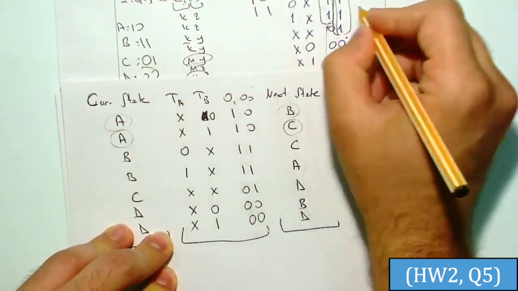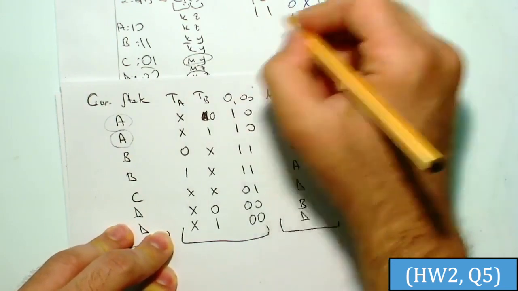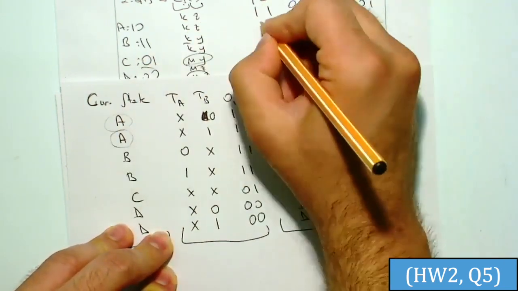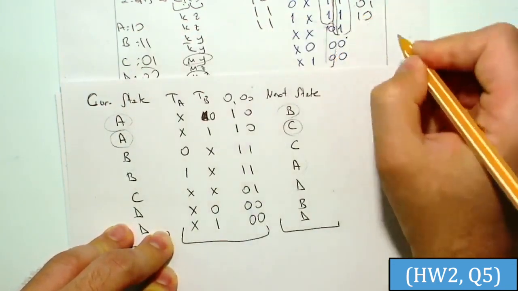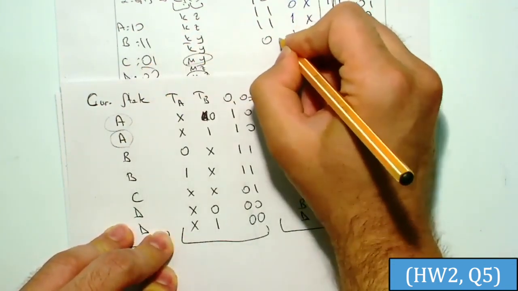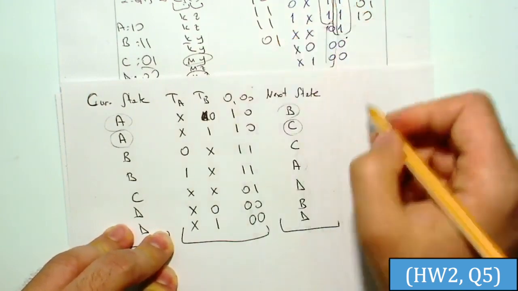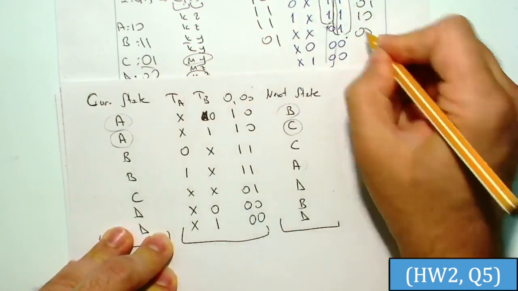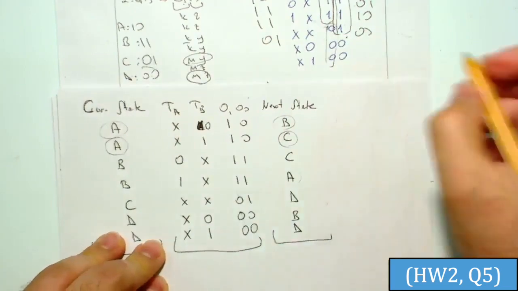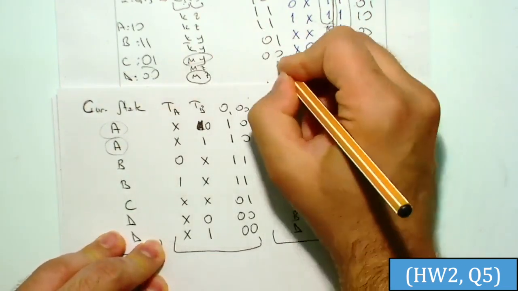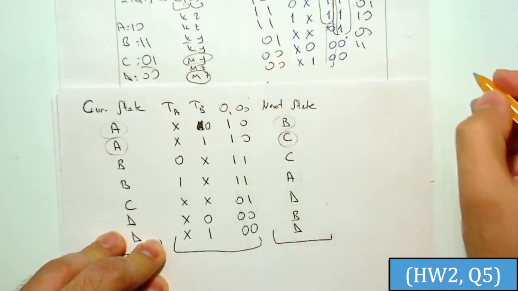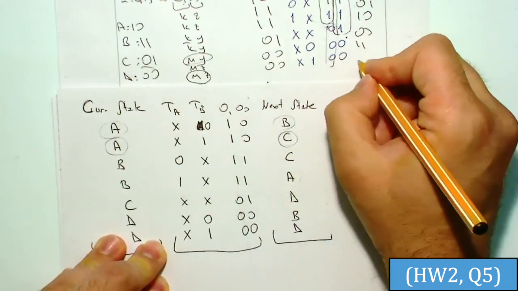1 1, this goes to C again, C is 0 1. B is 1 1 again, and it goes to A, which is 1 0. I have C here, 0 1, and this goes to D, which is 0 0. And for D, it goes to B, which is 1 1, and again for D, that goes to D, 0 0, all right? So yeah, that's a bit long.